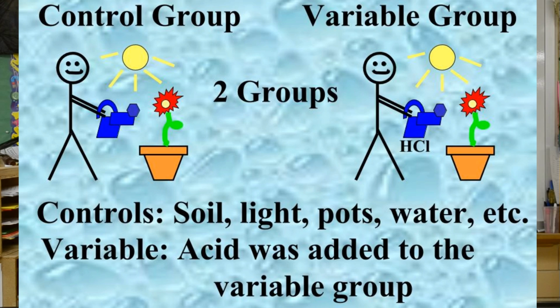So those things that we keep the same in each group, we call those controls, all right? And the thing that we change, the thing that we want to test, we call that the variable.